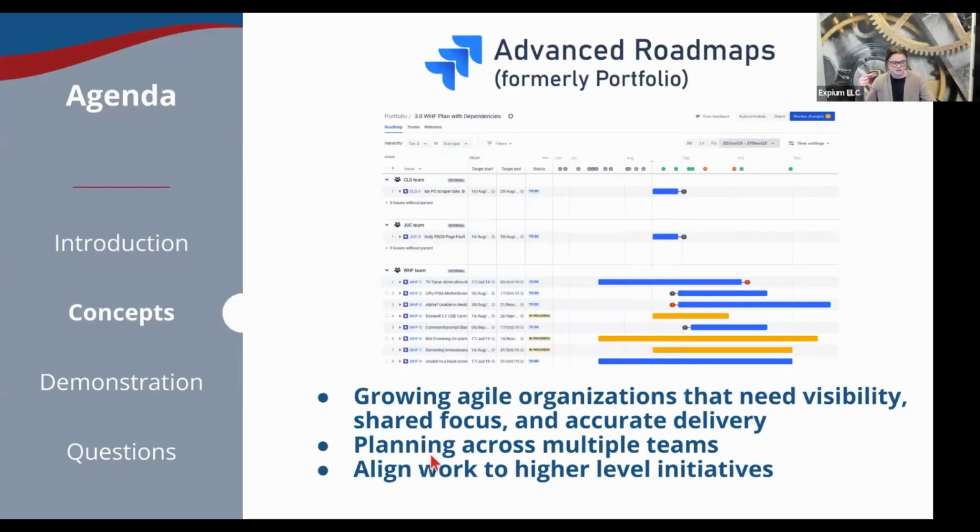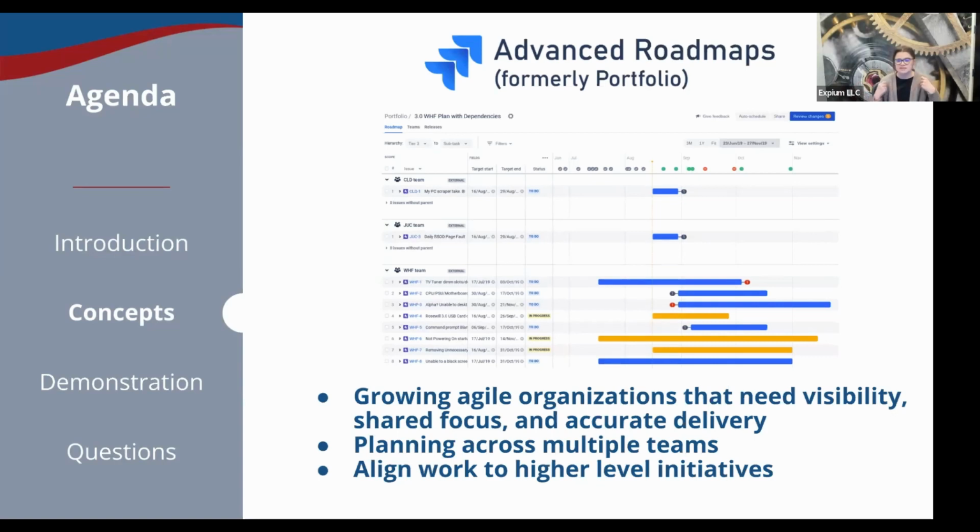Before getting into the tool, like I mentioned, I just want to talk briefly about Advanced Roadmaps. And I like to talk about this because Advanced Roadmaps can be a really good lead into Jira Align. So it's really great for growing Agile organizations that need that visibility, shared focus, and accurate delivery and planning across multiple teams. And what Advanced Roadmaps can also let you do is connect that execution to your strategy.